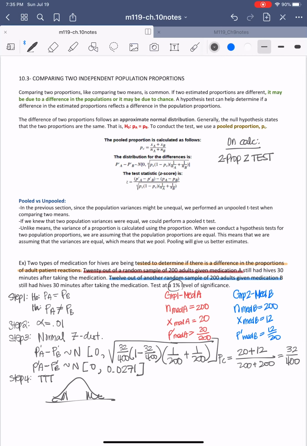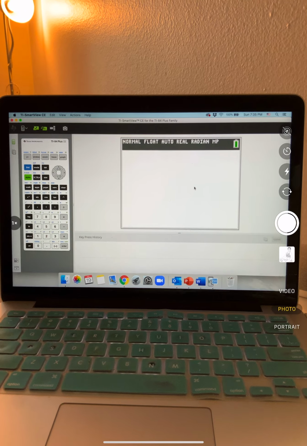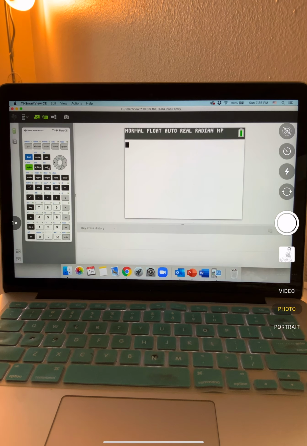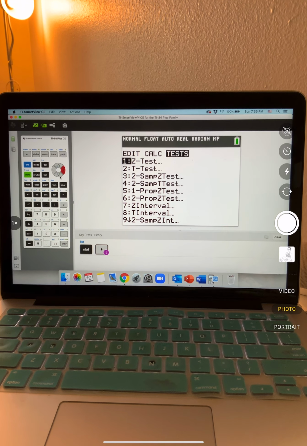Here. And then let's calculate the z-score and p-value so we can compare the p-value with the alpha value. So the name is 2-prop z-test. Stats test, 2-prop z-test.